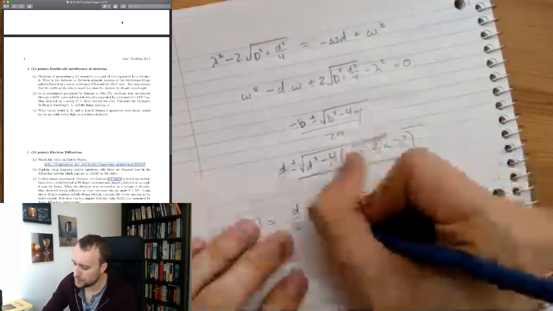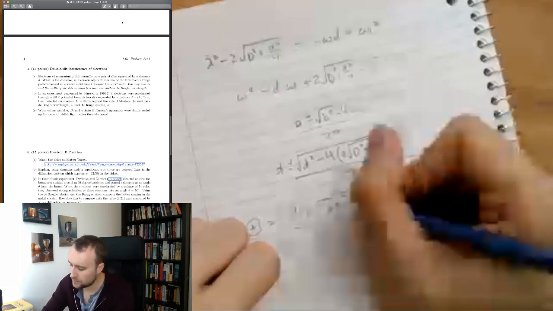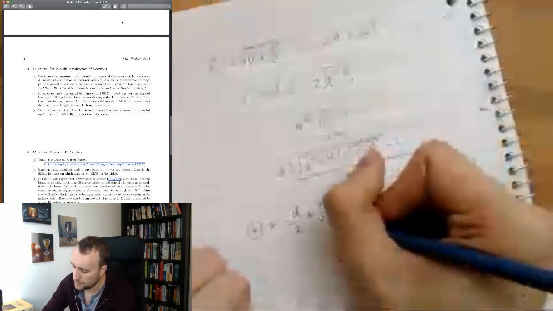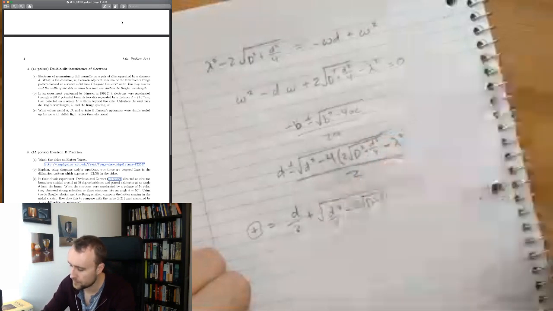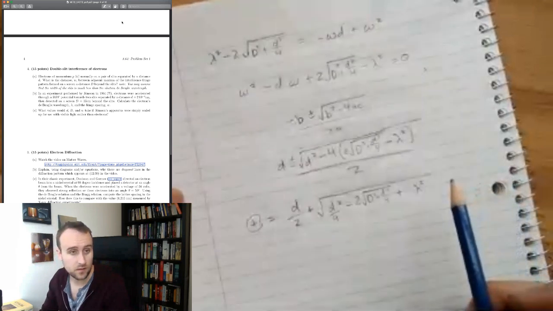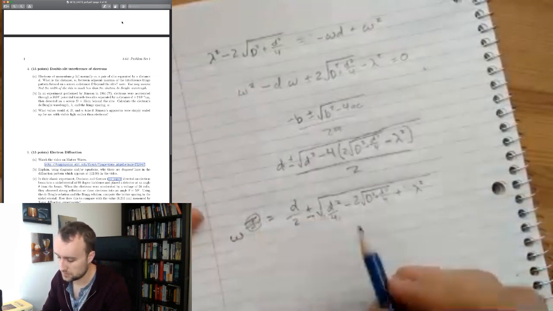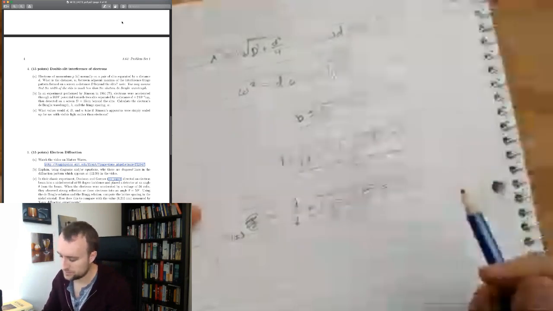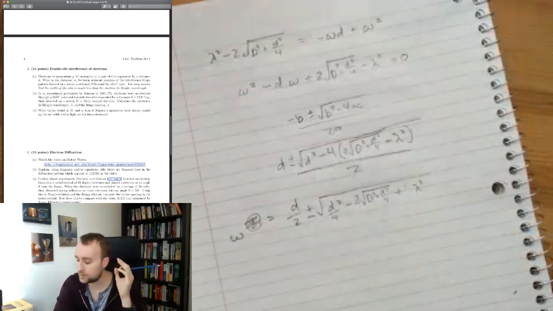Maybe we can just bring the 2 under the square root here and cancel some things. So we have this. This is equal to, it's going to be one of these solutions. So I have a feeling that this is probably not the right answer. Let's see how they solved it.